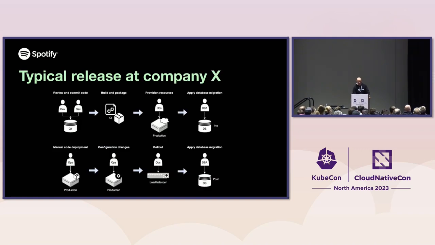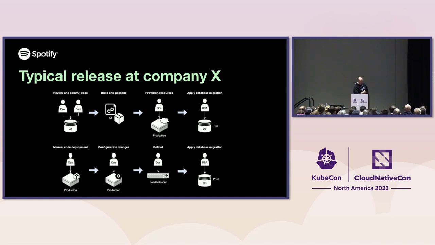So let's look at a typical release to production at a software company, Company X. I was using X as a variable here, not the Twitter thing. So it starts, developers make some code changes and check them into source control. The code gets built, packaged in the CI system. If you need new cloud infrastructure resources, maybe an ops person provisions them or a developer clicks around in the cloud console themselves.